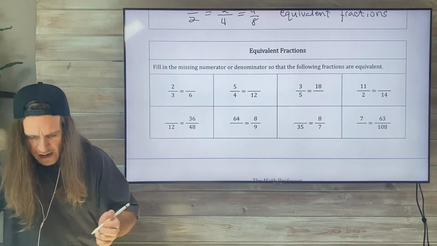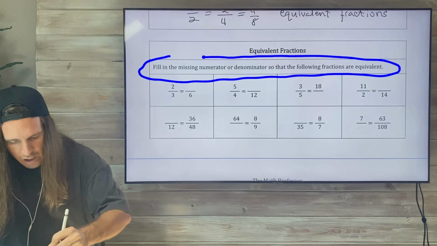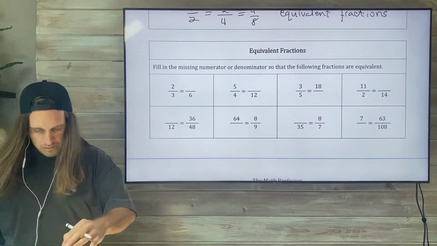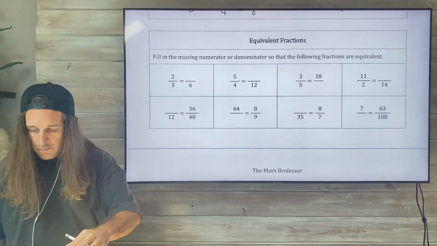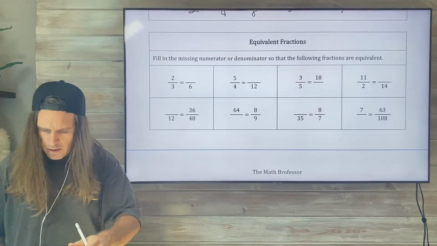So here we go. Here's the actual math. We want to fill in the missing numerator or denominator so that the following fractions are equivalent, or equal. Here's how you do this. Well, again, I recommend you pause the video and try as many of these as you can. But I am going to do them.